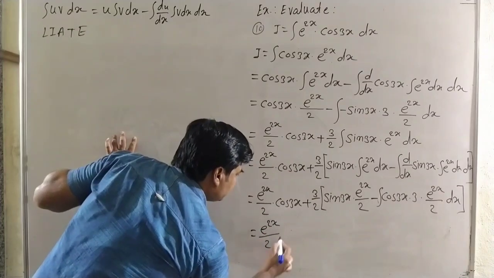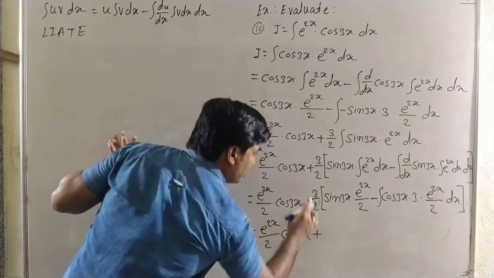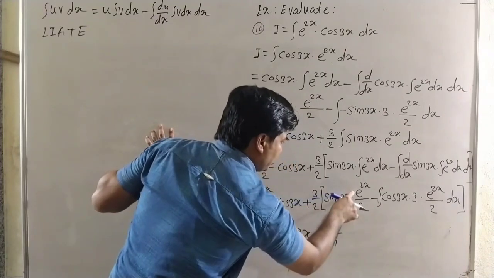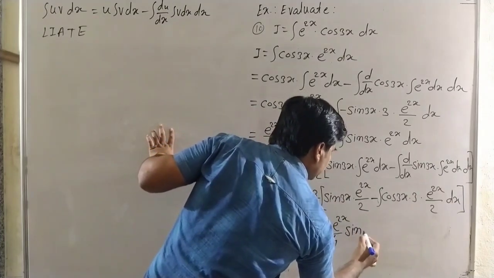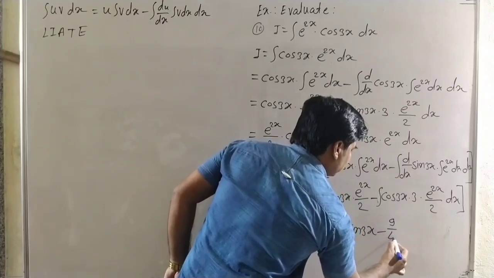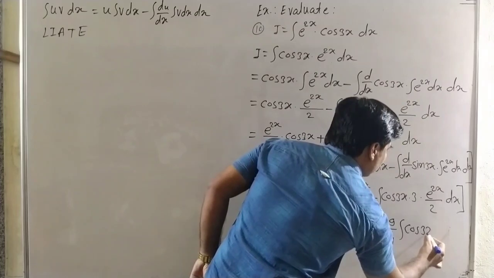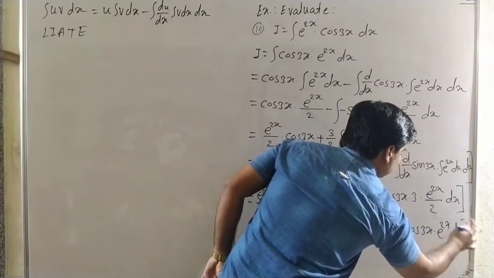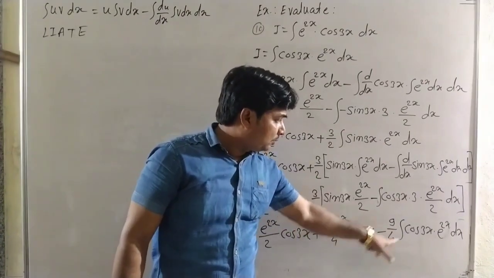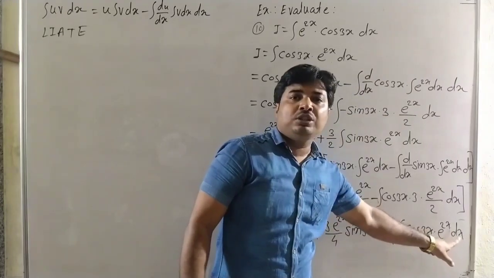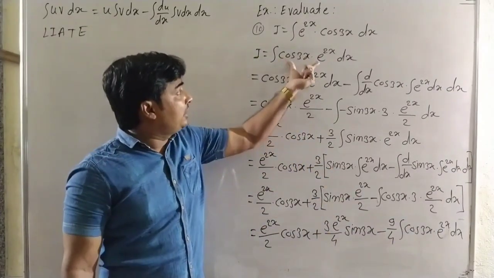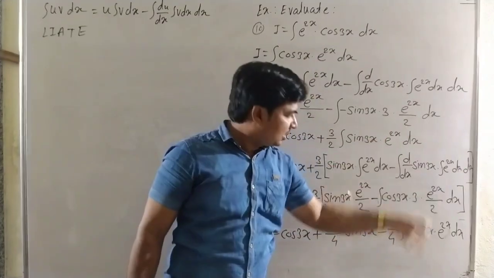Now e raised to 2x upon 2 into cos 3x plus, we multiply by 3 by 2. See carefully, it is 3 e raised to 2x upon 4 sin 3x minus 3 by 2 and another 3 by 2, therefore we can write 9 by 4 into the integral of cos 3x into e raised to 2x dx. Here we multiply by this 3 by 2, and again the first term, second term as it is, minus 9 by 4 into, again we use u into v, cos 3x into e raised to 2x, and the last term again repeats.